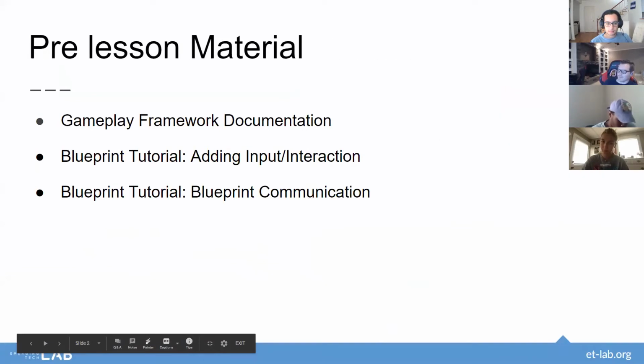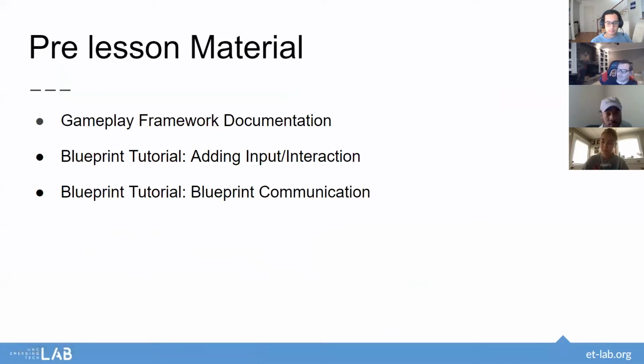So the videos you watched, I guess 2 weeks ago or a week and a half ago, were about gameplay framework documentation, adding input and interaction, and then blueprint communication. Today we're going to be touching on a little bit of those kind of things. We're going to start with the gameplay framework and the theory behind some of the different types of classes, as well as their relationship to each other, and why you'd use one versus the other. And then later we'll be doing a tutorial about adding input to the tutorial we did a couple weeks ago. And then Daniel will be doing the blueprint communication tutorial.